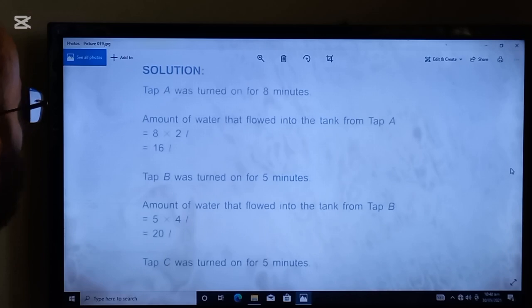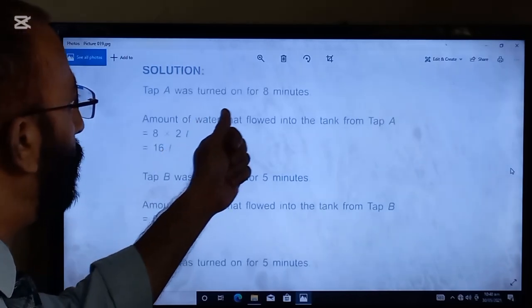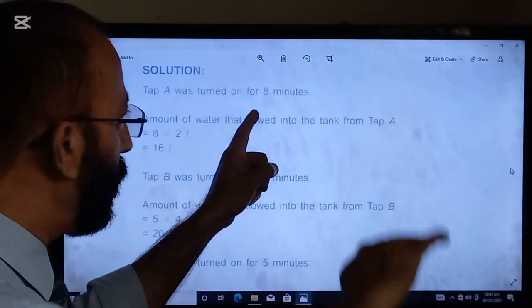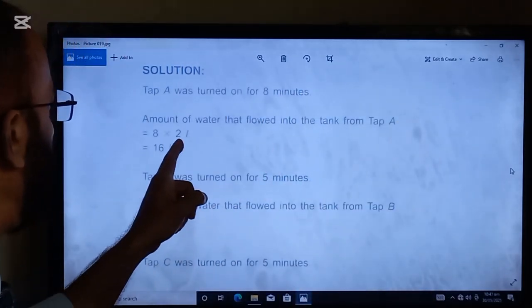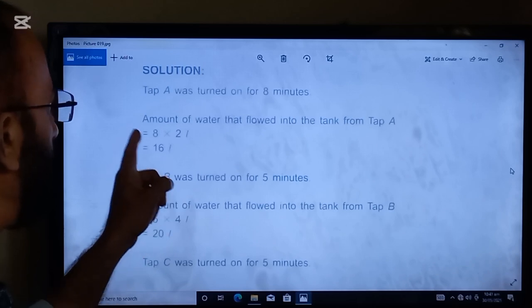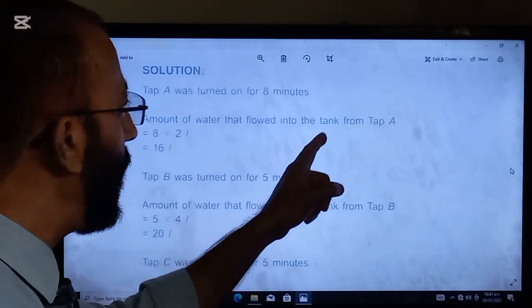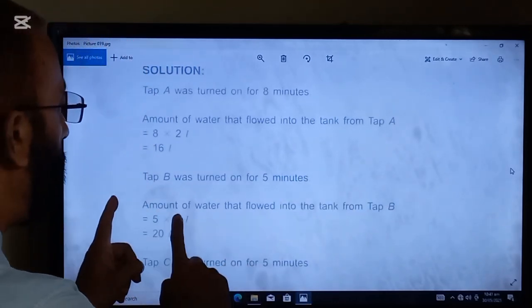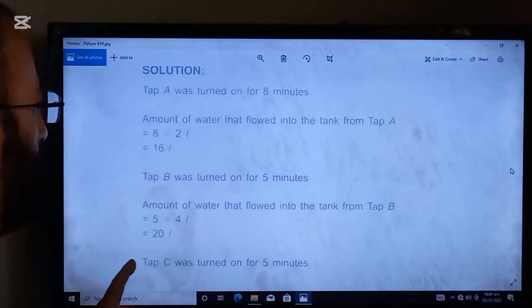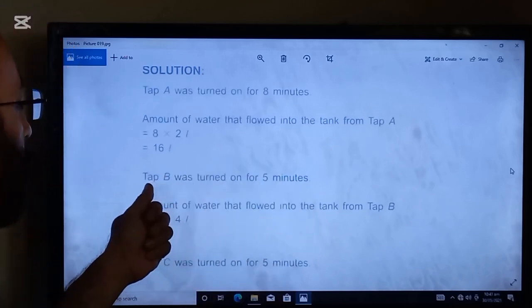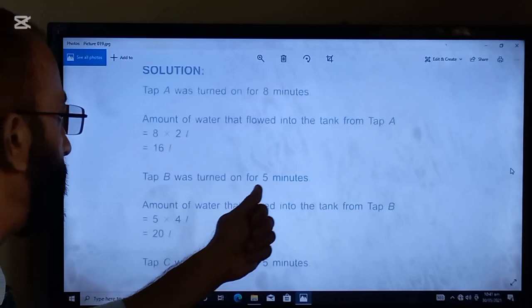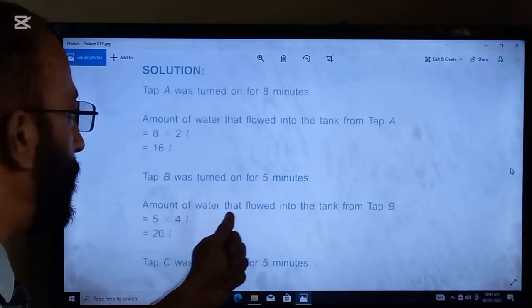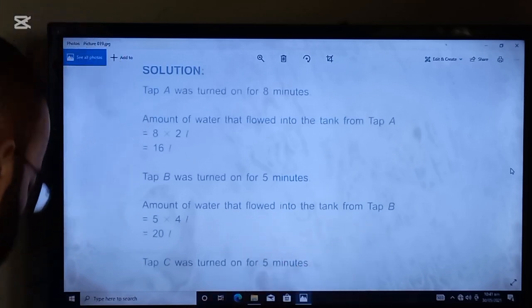So in total, tap A was turned on for 8 minutes. So multiply 8 with the rate of flowing water into the tank, that is 8 multiplied by 2 liter, that will be equal to 16 liter. That is the amount of water that flowed into the tank from tap A. Tap B was turned on for 5 minutes. So multiply 5 with the rate of the flowing water by tap B, that is 5 into 4 liters. That will be equal to 20 liters. That is the amount of the water flowed into the tank from tap B.